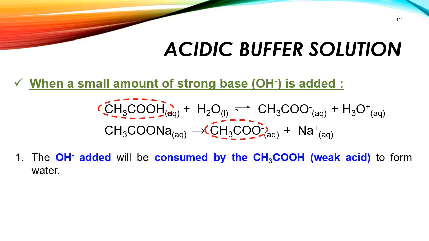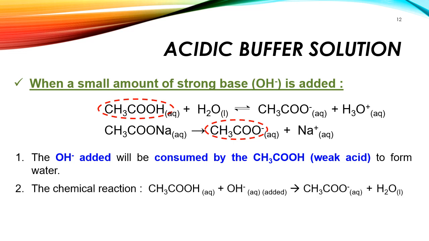But when a small amount of strong base is added to the solution, the OH- added will be consumed by the ethanoic acid to form water. The chemical reaction is shown in the equation: the ethanoic acid reacts with the OH- ion from the strong base to form ethanoate ions and water.